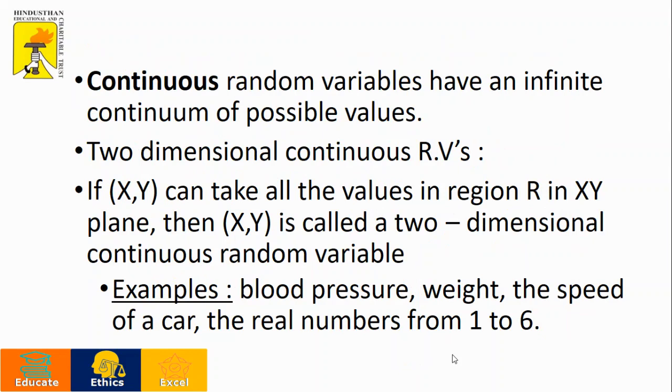Now we have to see the definition of a continuous random variable. Continuous means an infinite continuum of possible values. If (x, y) can take all the values in a region R in the xy plane, then (x, y) is called a two-dimensional continuous random variable. Examples of two-dimensional continuous random variables are blood pressure, speed of a car, real numbers from 1 to 6.